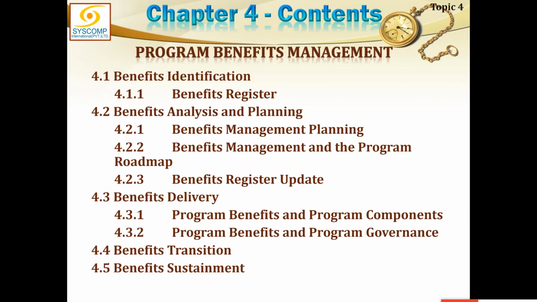In benefit management, we are going to be covering it in these headings. First of all, benefit identification, in which the benefit register will be discussed. Benefit analysis and planning is the second phase of benefit management. In this, we will be talking about benefit management planning, benefit management and the program roadmap, the relationship, and the benefit register update, which is the benefit register we had created in identification. Naturally, that is going to be a living document, and the benefit register has to be updated in light of the analysis and planning. Then we move on to the benefit delivery.